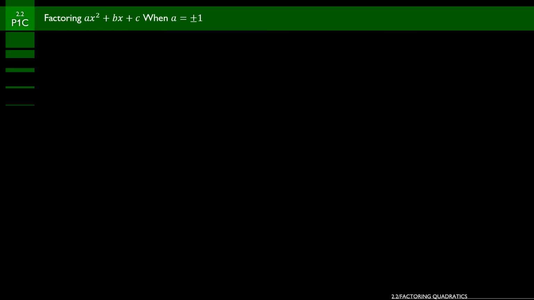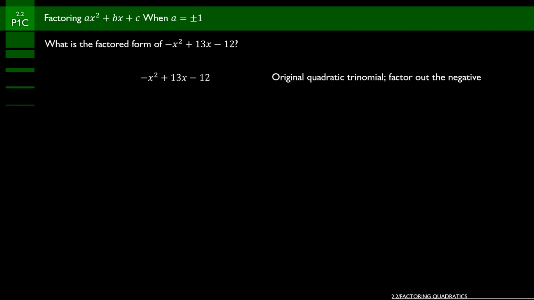Okay, we're going to switch this up a little bit now. We're going to have: what is the factored form of negative x squared plus 13x minus 12. So in this case, our a value is a negative. To deal with this, go ahead and rewrite the equation, but then factor out a negative from all the terms. So we pull out a negative 1, and we're left with x squared minus 13x plus 12.